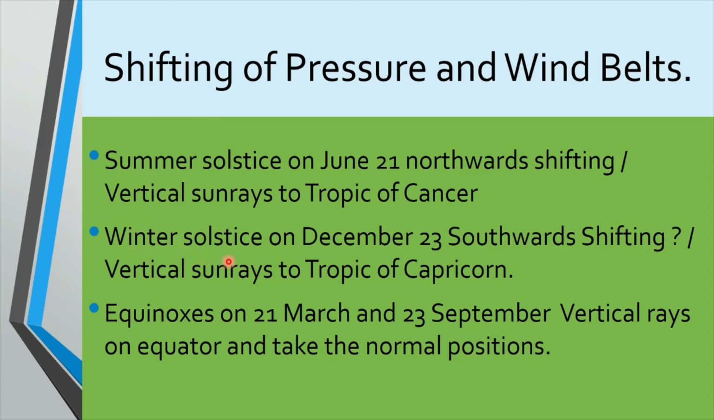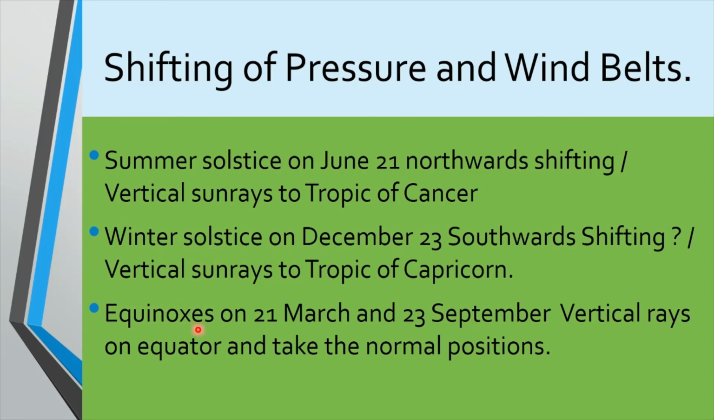It comes winter solstice on 23rd December. 23rd December, it's a longer night and shorter day. Here the vertical rays are coming to the Tropic of Capricorn. So all the belts will be coming southwards. Okay, it will be shifting southward. Here one question mark is there, that is not for your purpose, it came by mistake. Anyway, so on 23rd of December, winter solstice, if you are asked where the pressure belts move, you can give the answer southwards.